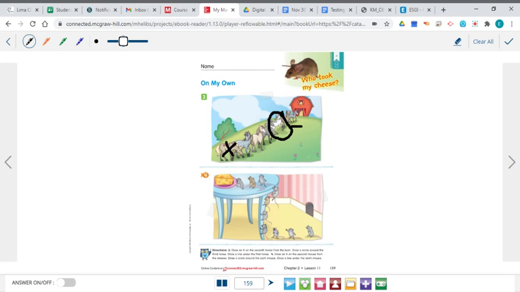So it says to draw an X on the 2nd mouse from the cheese. So here's our first mouse. He's going to get that first bite of cheese. And there's our 2nd mouse. That's our 2nd mouse. We're going to do an X. Make an X on him.